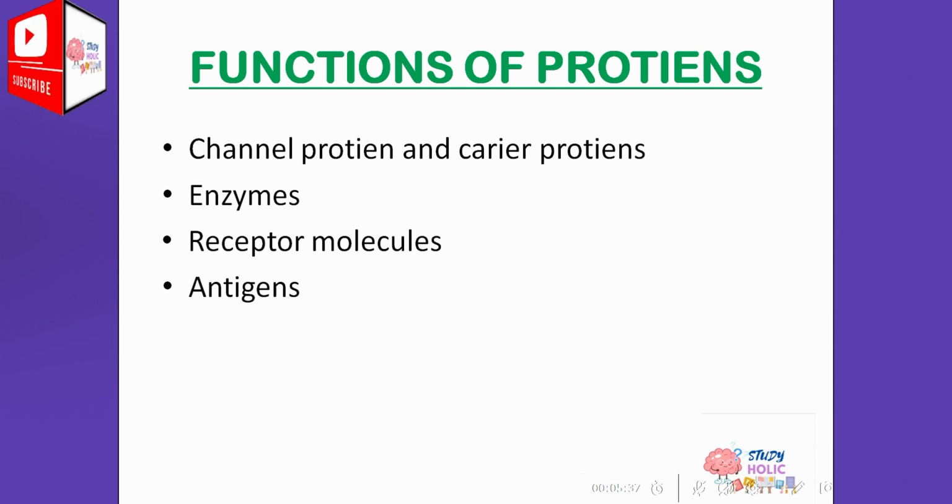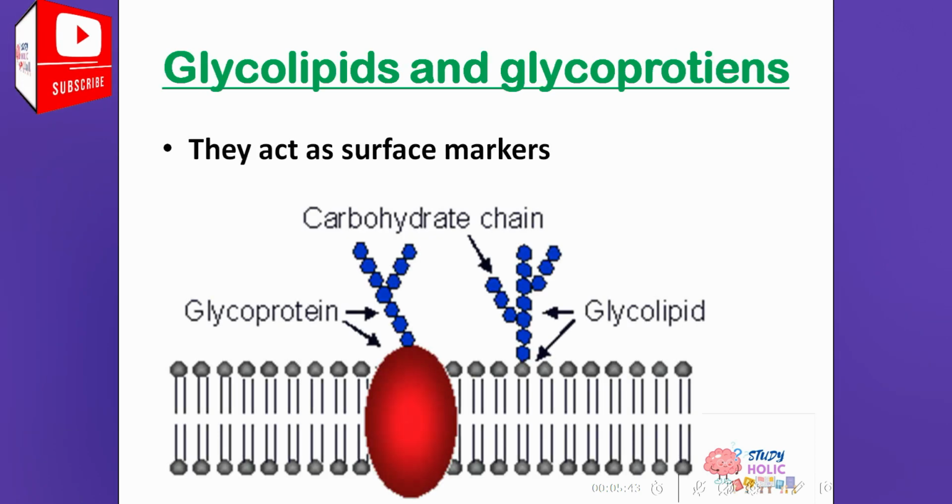Now, let's discuss the glycolipids and the glycoproteins. They basically act as surface markers. They are involved in cell to cell recognition and sticking the correct cells together in tissues. So, these were the explanation of the structure and the functions of the lipid, protein, and carbohydrate components. I hope you got the concept. And now, let's move on to our brainstorming session.